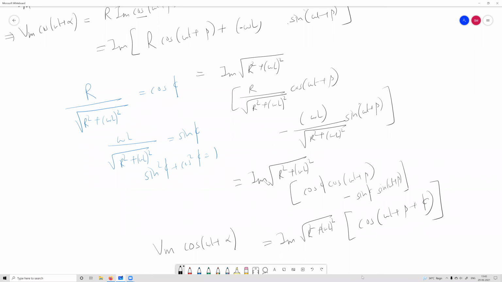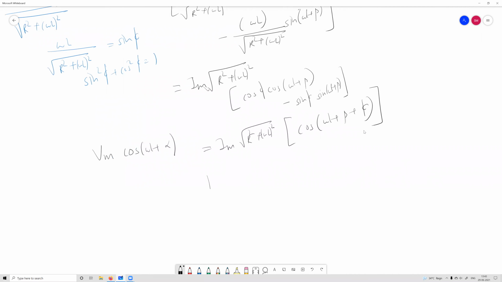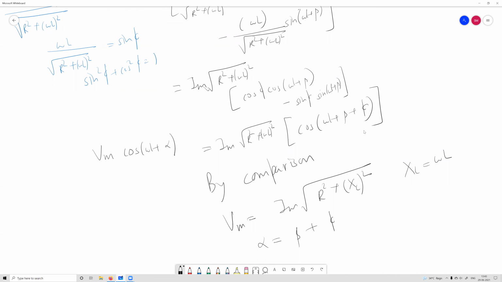So by comparison, also this cos phi has a significance. Can we write both things, where XL equals omega L? Can we write both things? Yes, sir.